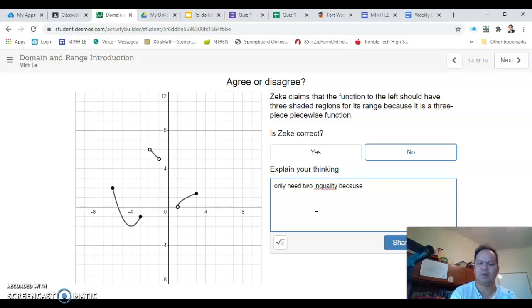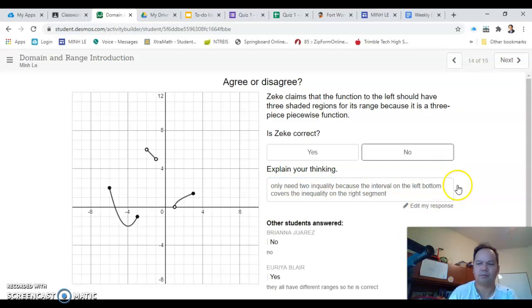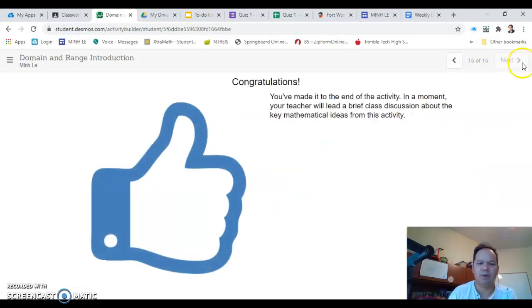Because the interval on the left bottom covers the inequality on the right segment of the graph. Okay, let's see here, and then that's it. This doesn't mean yours is all correct or complete. You can just go here and it will tell you, so be sure to complete all of them.